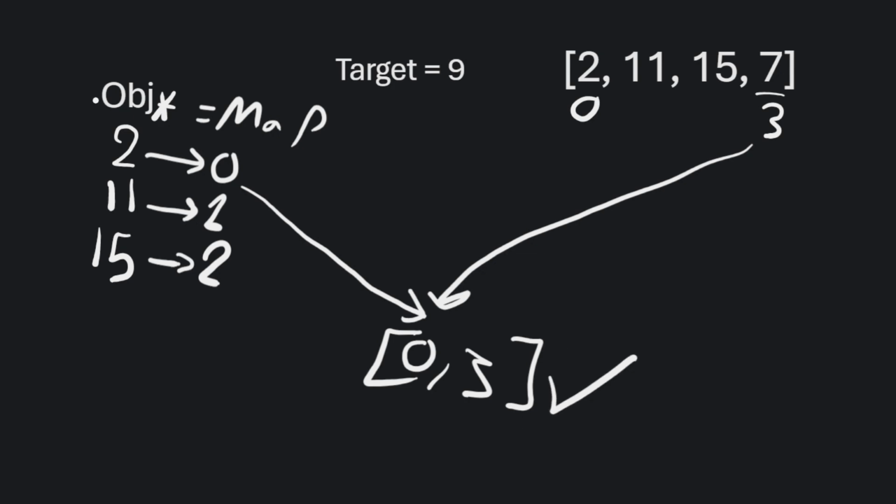So we literally have whatever we had in the object, but along with the current number that we're going to store anyway, we're also going to store the indexes. That's it. Now let's code this.